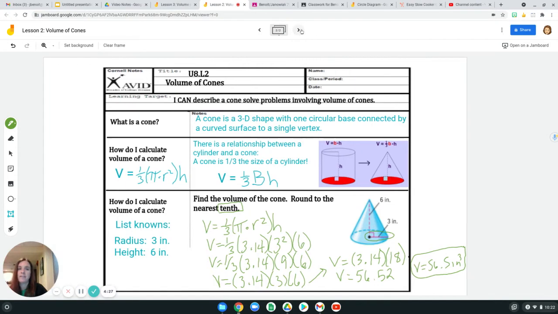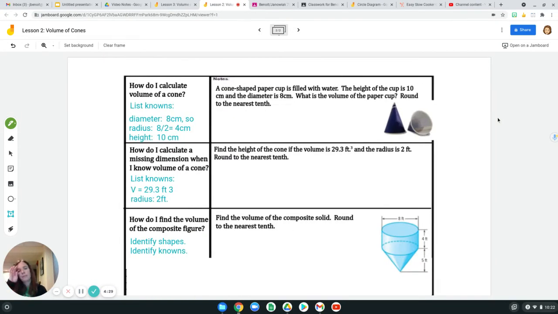Let's look at another example. A cone-shaped paper cup is filled with water. You might have seen these at water stations before. The height of the cup is 10 centimeters and the diameter is 8 centimeters. What is the volume of the paper cup? And again, we're going to round to the nearest tenth.